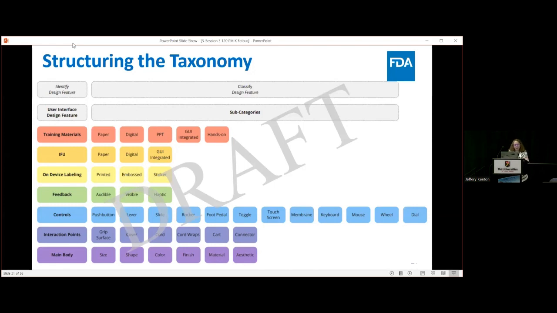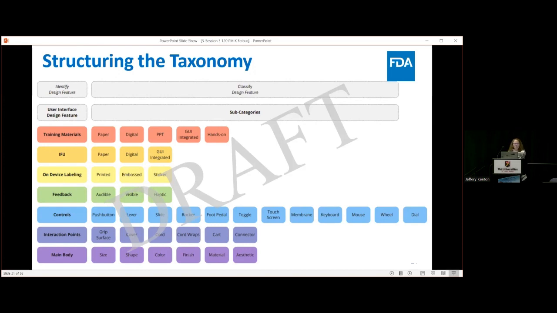They looked at different kinds of controls. Does the device have push buttons? Does it have levers? Is there something you have to slide? Is there a touch screen involved? Et cetera. So they looked at all of the different potential controls that a device might have, and they looked at the interaction points. Where does the user have to hold it? Do they have to plug something in? Do they have to connect two pieces? How does that work? And then what are the characteristics of the main body of the device?